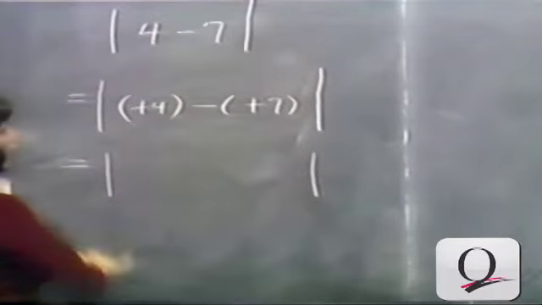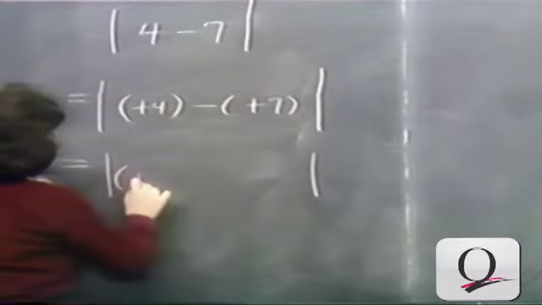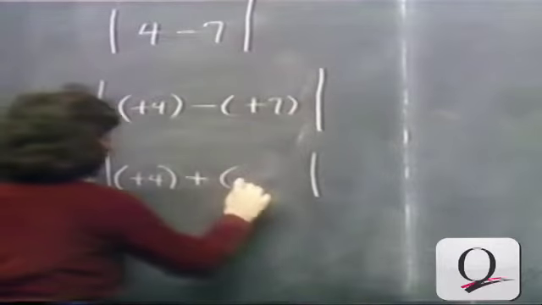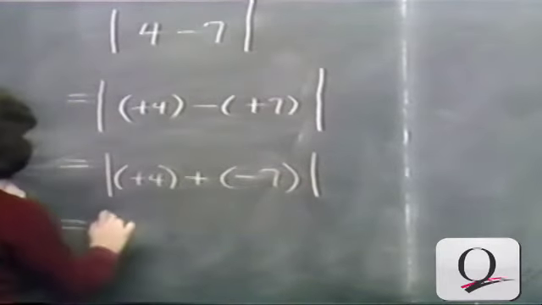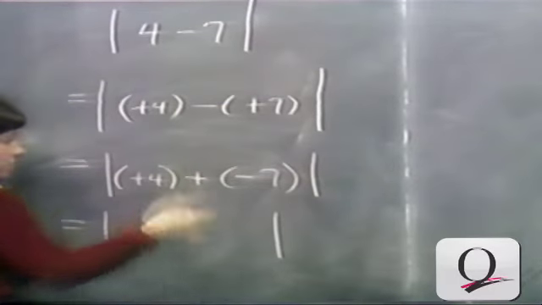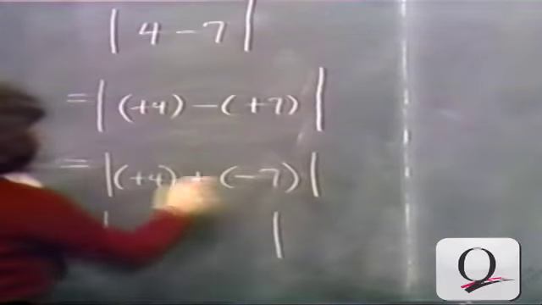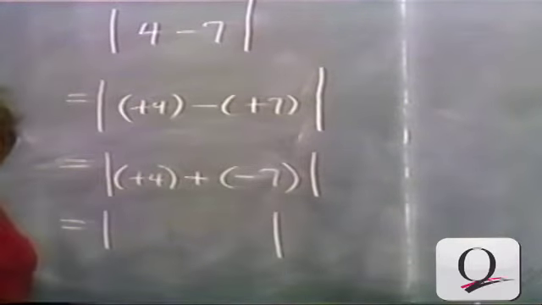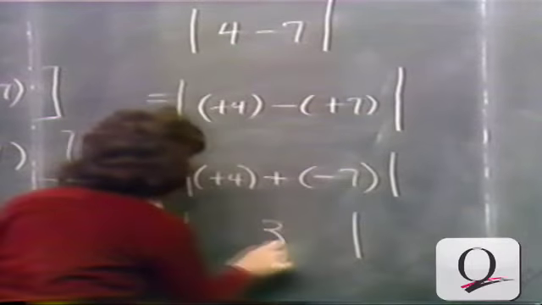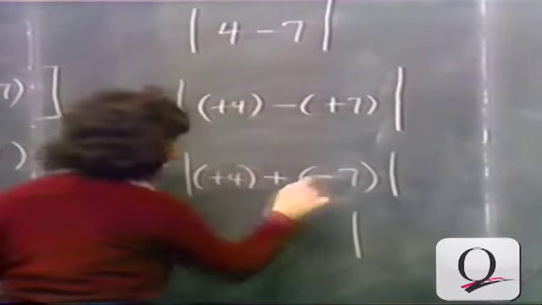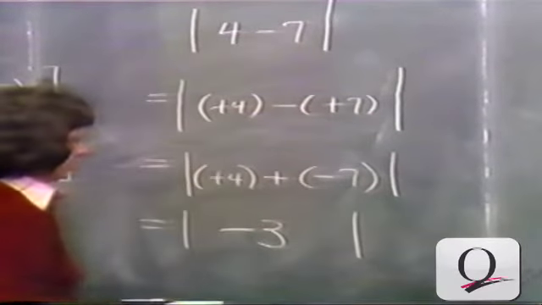We work from the inside out. We change the subtraction to addition. We change the sign on the +7 to -7, to its opposite. And we have the absolute value of, now, +4 and -7. Numbers, different signs. We block out the signs. 4 and 7. 7 take away 4 gives you 3. And since the 7 was the larger of the two numbers, it had a minus sign. The answer has a minus sign.